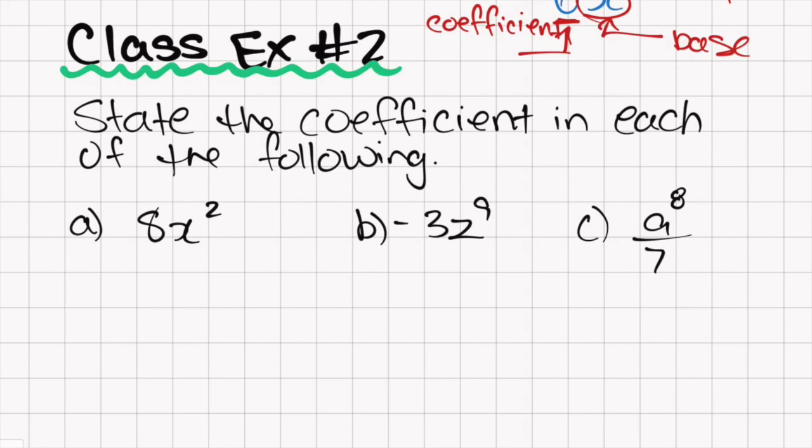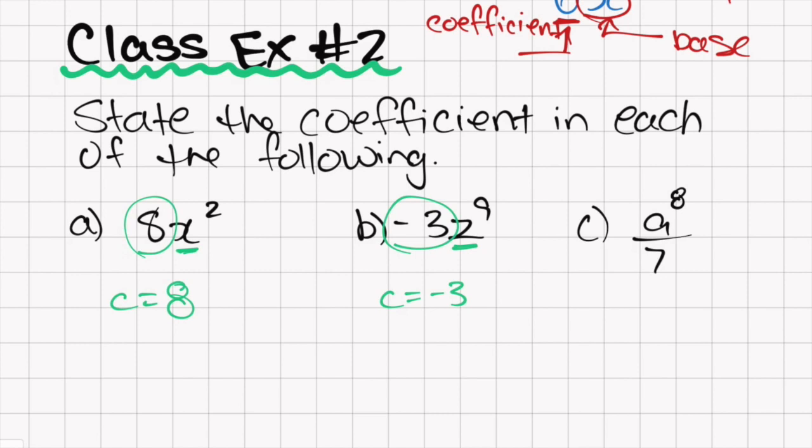All right, let's apply it to some examples. For these ones, we want to state the coefficient. For A here, we have 8x squared. 8 is the number in front of the x, which is the variable, so 8 would be the coefficient. For part B here, we have -3z to the power of 9. Z is our variable, and -3 is the number in front of that variable, so that makes -3 the coefficient.